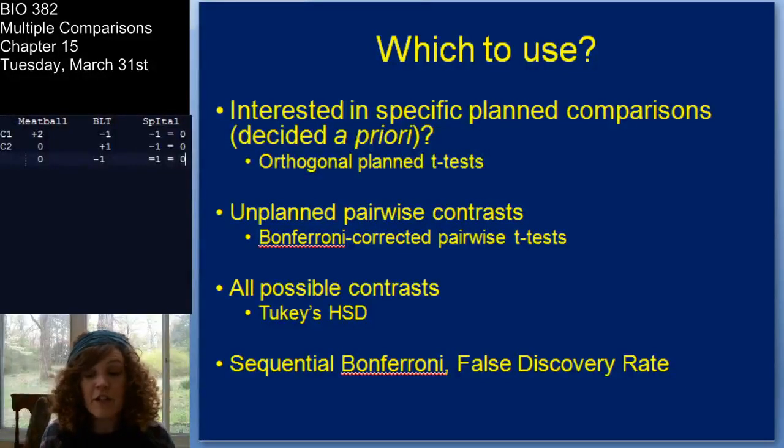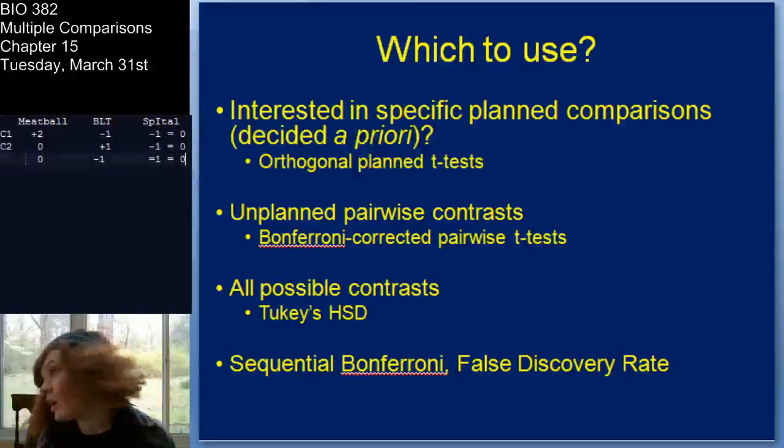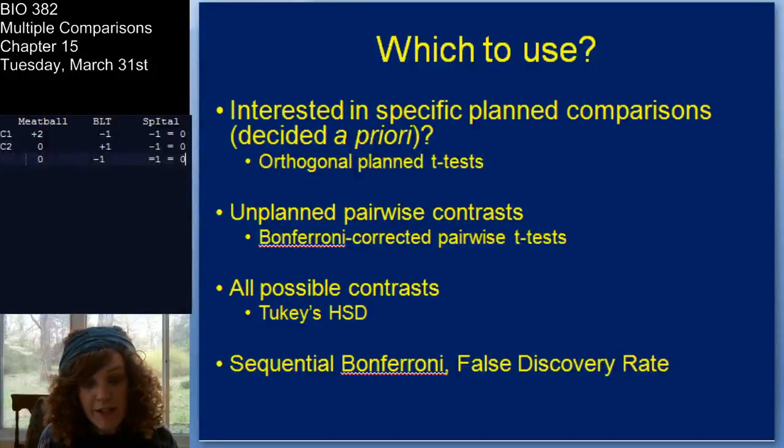So if you're interested in specific planned comparisons that you're deciding a priori before you go out and get your data, when you're coming up with your experimental design, then you can utilize orthogonal planned t-tests. Okay, if you get an ANOVA that is significant and you want to do unplanned pairwise contrasts, then you can use Bonferroni corrected pairwise t-tests, where you adjust your alpha, that's that Bonferroni correction, based on the number of tests you want to run, and then run your t-tests. Okay, if you're interested in all possible contrasts, then you can run Tukey's.